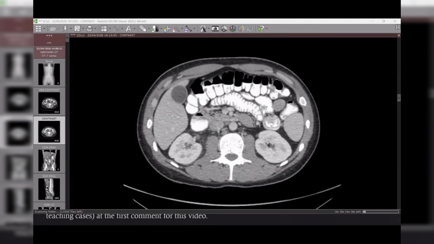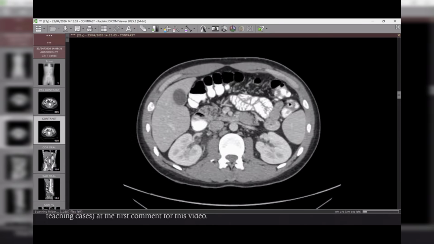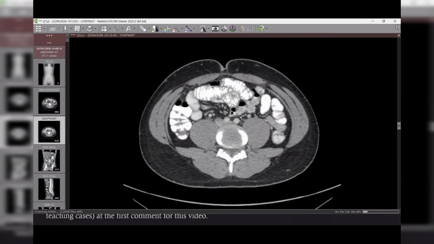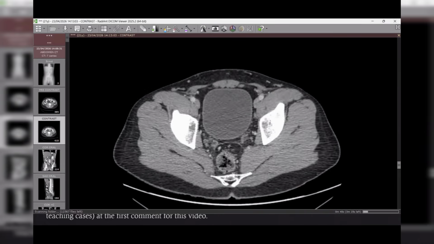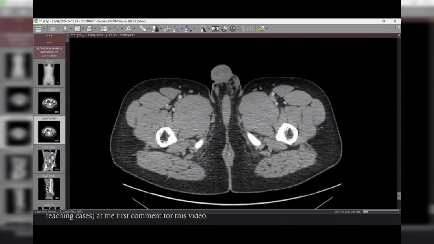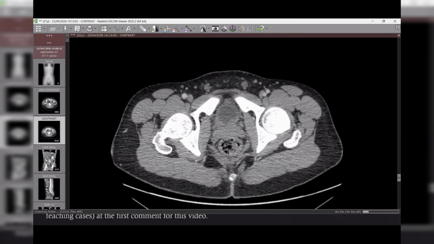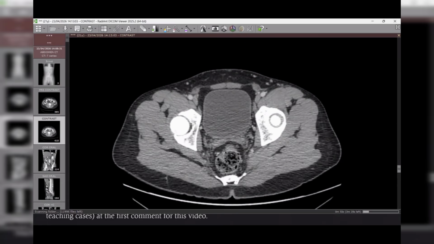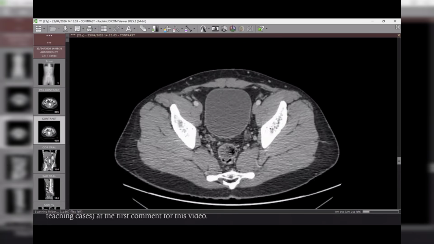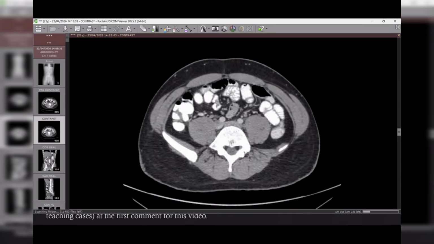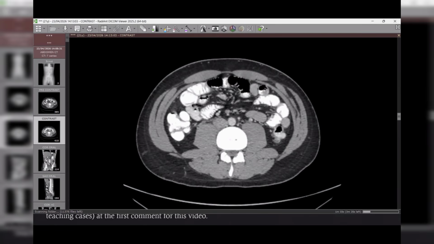Try to scroll. This patient presented with fever of unknown origin. This is an axial cut CT abdomen with contrast, portovenous phase. I will scroll and then comment. I can appreciate this is a male patient, urinary bladder appearing normal, prostate appearing normal. I will go up to look for both kidneys and also the intestine.